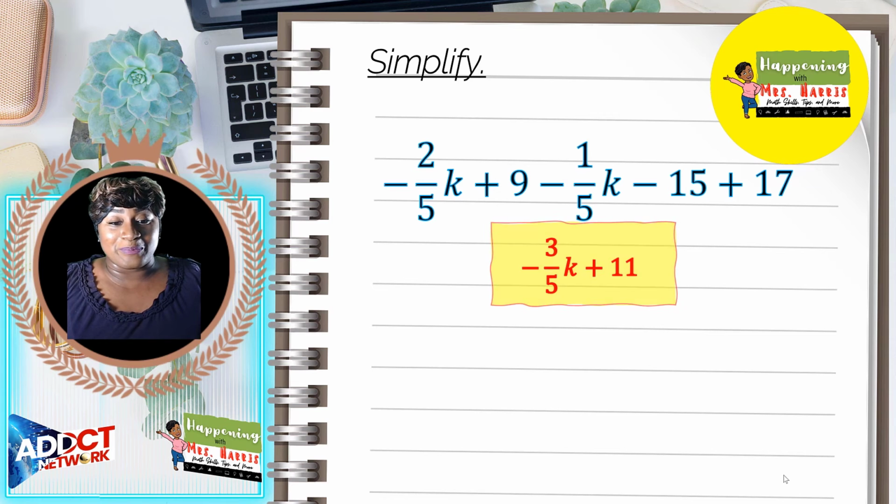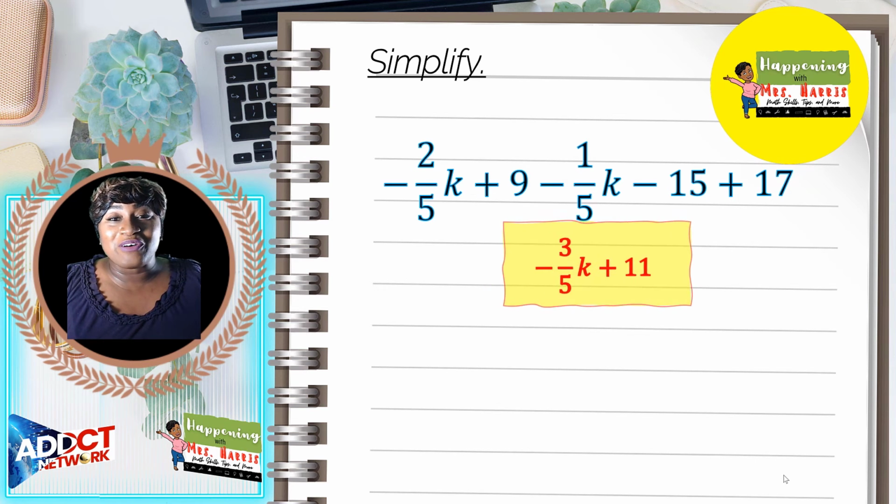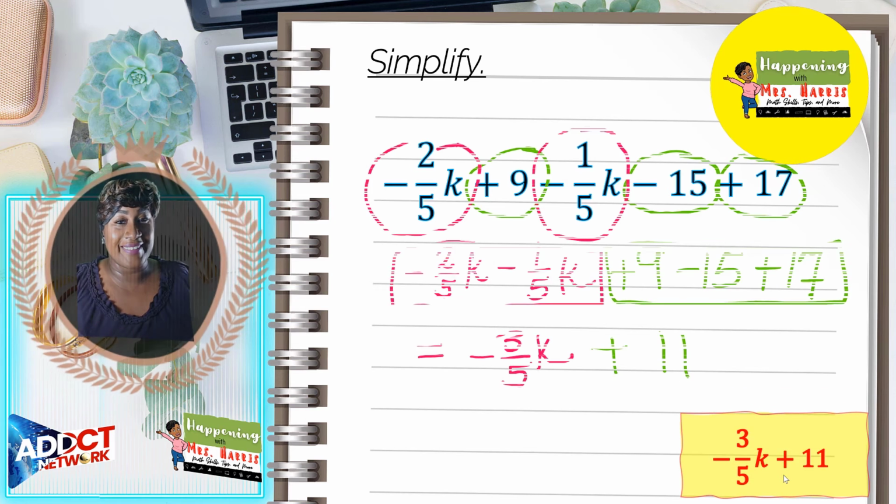Let's check our work. You should have gotten negative 3/5 k plus 11. Did you get it? Awesome job! Now let's check your work.